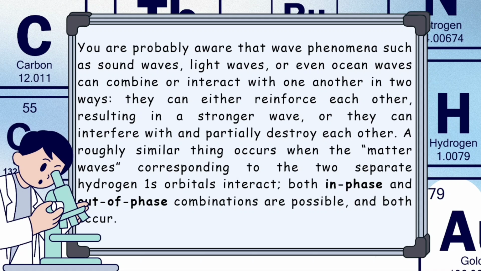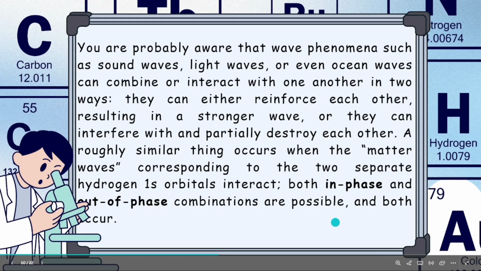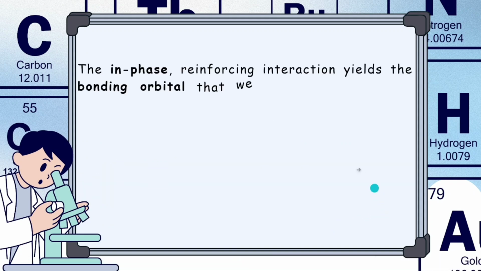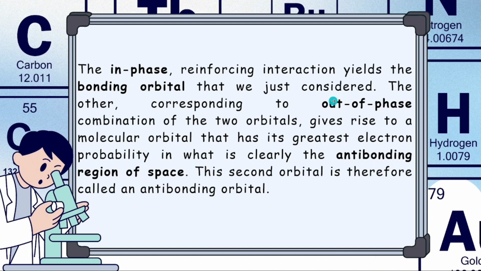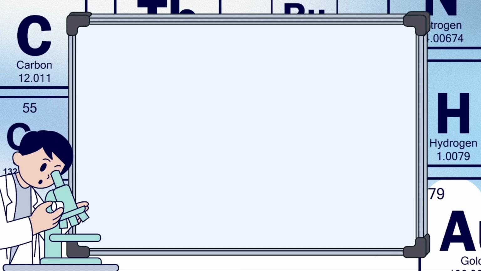A roughly similar thing occurs when the matter waves corresponding to the two separate hydrogen 1s orbitals interact. Both in-phase and out-of-phase combinations are possible and both can occur. The in-phase reinforcing interaction yields the bonding orbital that we just considered. The out-of-phase combination gives rise to the molecular orbital that has the greatest electron probability in what is clearly the antibonding region of space. This orbital is therefore called the antibonding orbital.